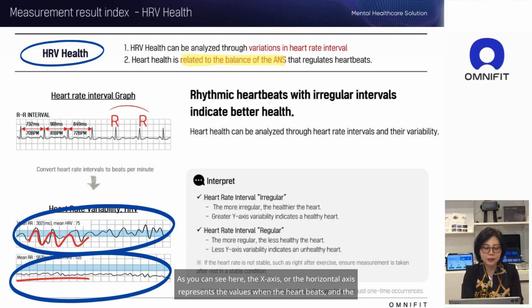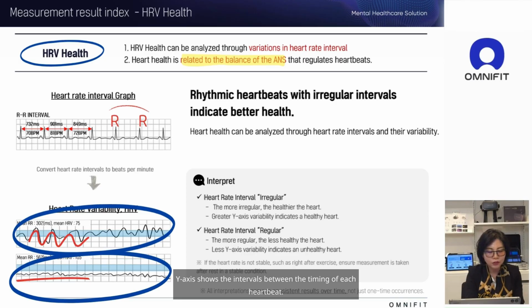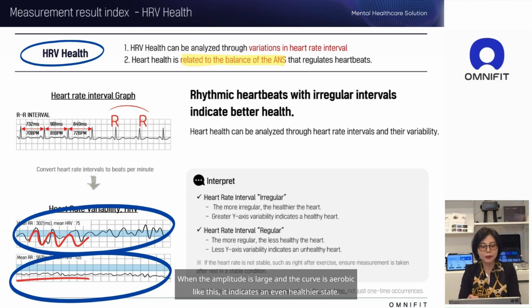As you can see here, the x-axis, or the horizontal axis, represents the values when the heart beats, and the y-axis shows the intervals between the timing of each heartbeat. When the amplitude is large and the curve is wavy like this, it indicates an even healthier state. Therefore, when the intervals between heartbeats are irregular, we can consider the heart to be even healthier.